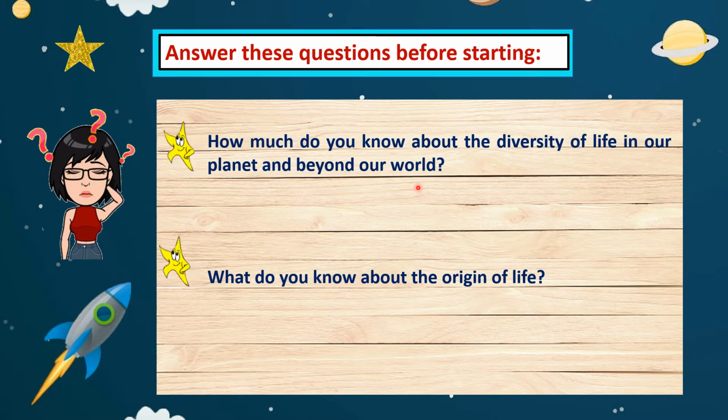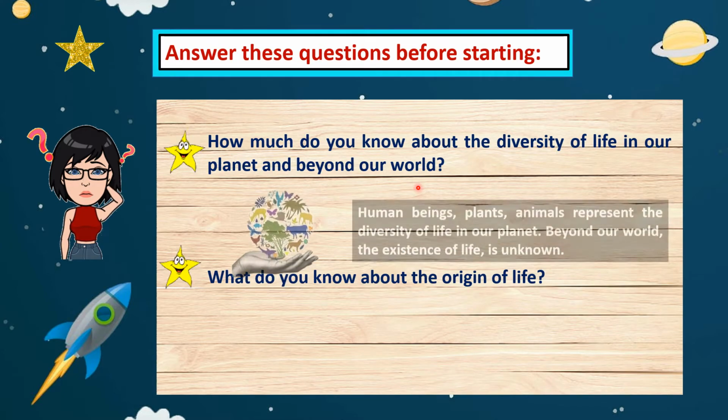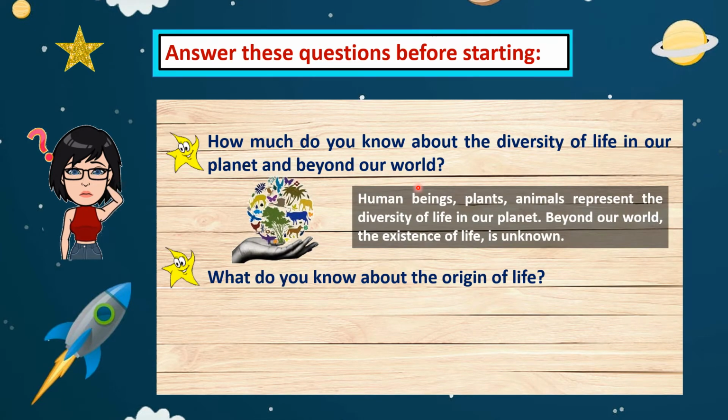Okay, so let's see the example. I answer this. This is my example. Human beings, plants, animals represent the diversity of life in our planet. Beyond our world, the existence of life is unknown. This is just an example. You're going to answer this question with your own ideas.